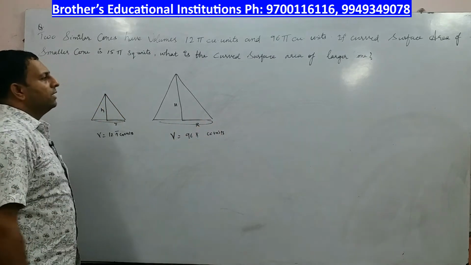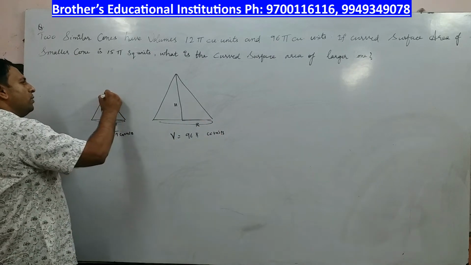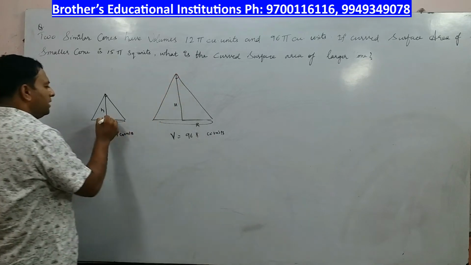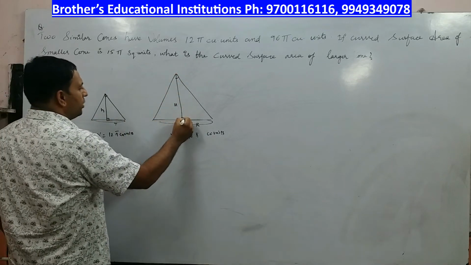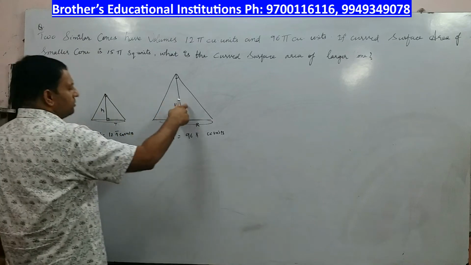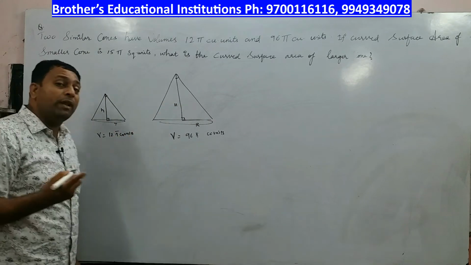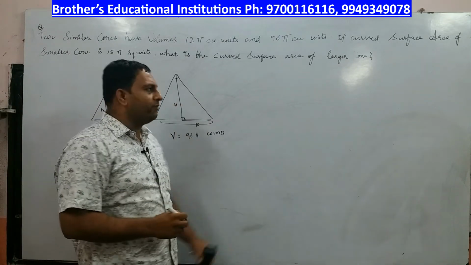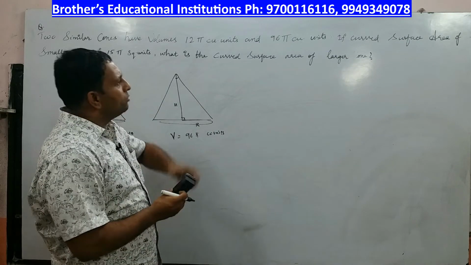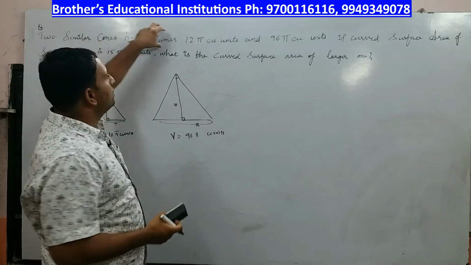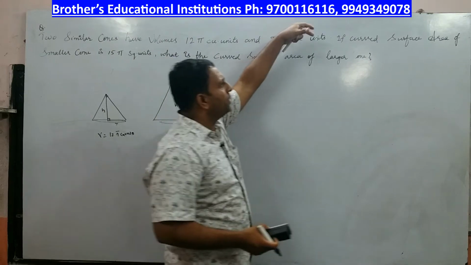All right. Now similar means this angle is equal to this angle. This angle is 90 degrees. So you can see obviously this triangle is similar to this triangle. And when two triangles are similar, their sides are proportional. That we are going to use. Anyhow, so let us move forward with the question. Two similar cones with volumes 12 pi and 96 pi units.